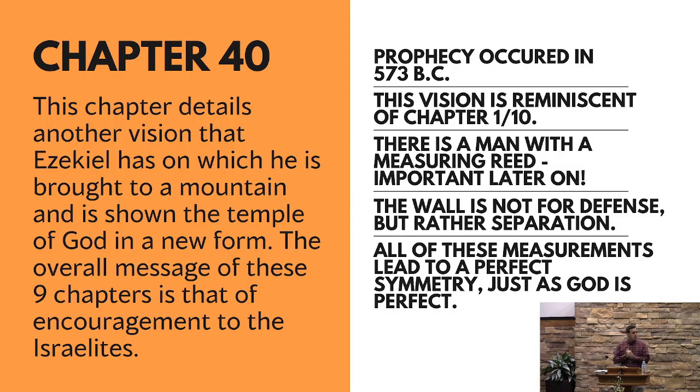All of these measurements, and this is one of the things that I want us to understand multiple times throughout this book, are perfect in their symmetry. They're perfect in their symmetry. It leads to a square. It is designed to be perfect, and that is because God is perfect. There are a lot of little things that I think we can miss if we are not careful in our reading and careful in our studies, and one of those is that God is perfect in all of his designs and all of the things that he does, including in an apocalyptic vision of a temple. God is perfect in all that he does.